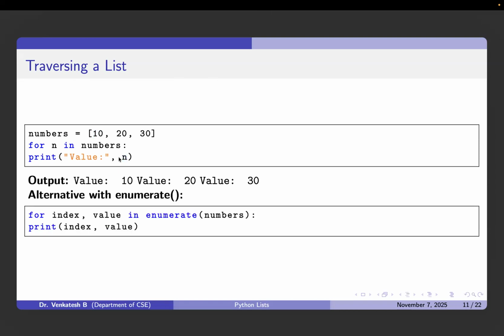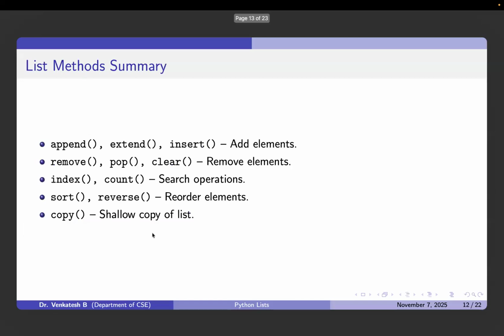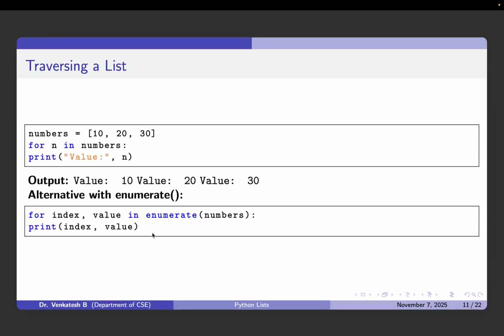The alternative is enumeration: for index, value in enumerate(numbers), print index, value. So it will print index 0, value 1, and like that it is going to give the enumeration.